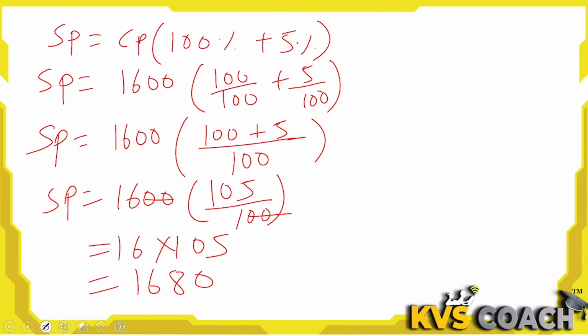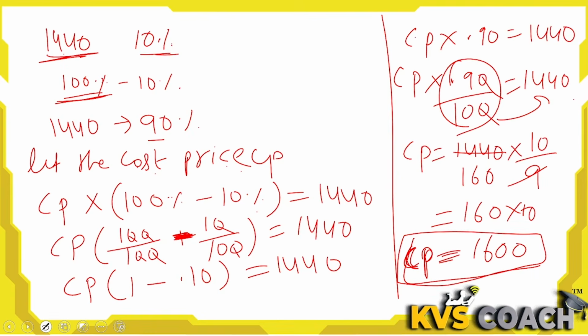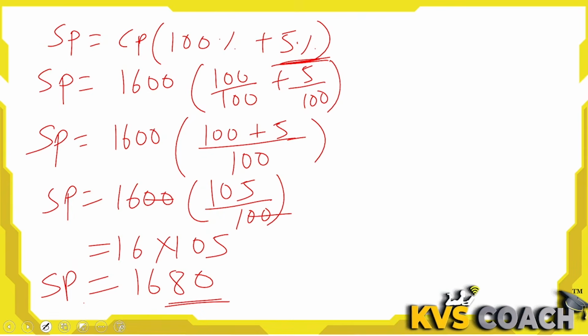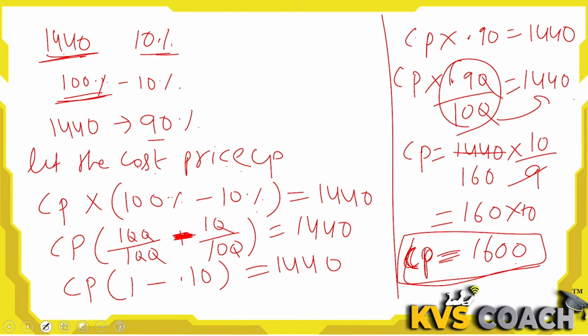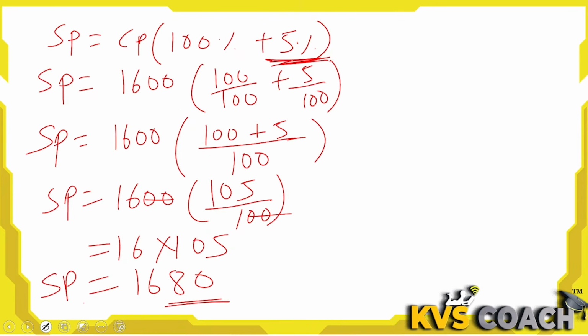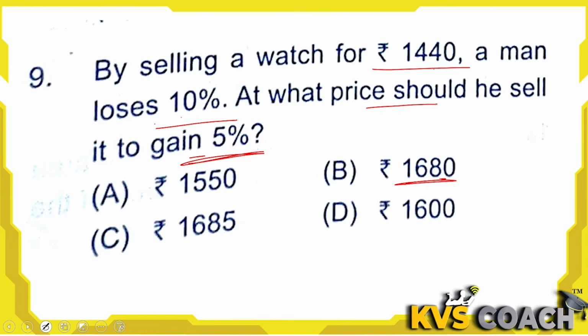So what will be the SP? SP will be 1680. Okay, for gaining 5% profit. When it was a loss, the CP was 1600, and the SP was 1440 after taking 10% loss. But when we get 5% profit, the selling price will be 1680 rupees. Okay, so what will be the answer? Answer will be 1680. For getting 5% profit, we have to sell it at 1680 rupees. Option B is the right answer here.